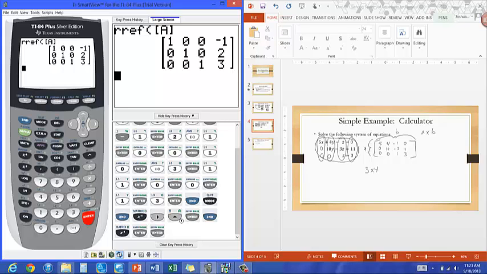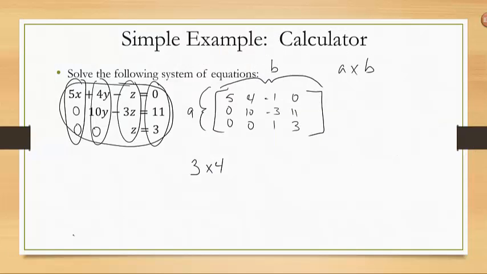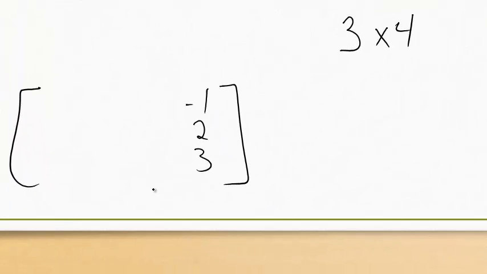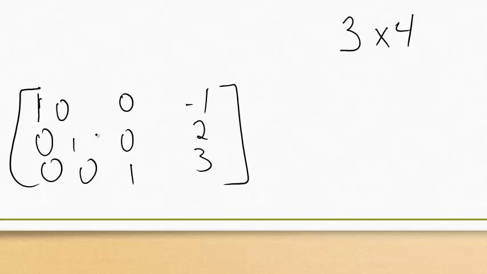It is 1, 0, 0, -1, 0, 1, 0, 2, 0, 0, 1, 3. Okay. So now, -1, 2, 3. Okay. Let's go back to our PowerPoint, and our output matrix is 1, 0, 0, 0, 1, 0, 0, 0, 1. So this is our output matrix right here.